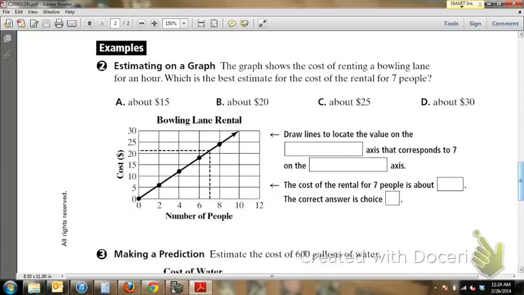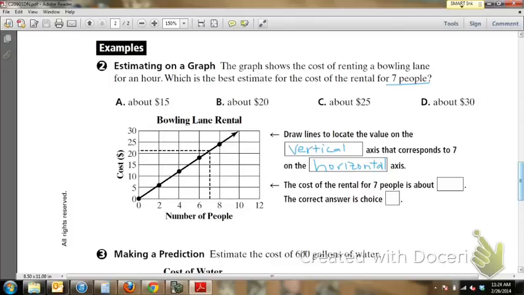Now in the next example, we're going to use a graph to estimate a value. So the graph shows the cost of renting a bowling lane for an hour. Which is the best estimate for the cost of the rental for 7 people? So 7 is not on the graph. So what we're going to do is draw in some lines on the graph to locate the value on the vertical axis that corresponds to 7 on the horizontal.